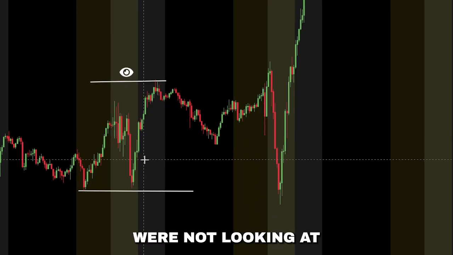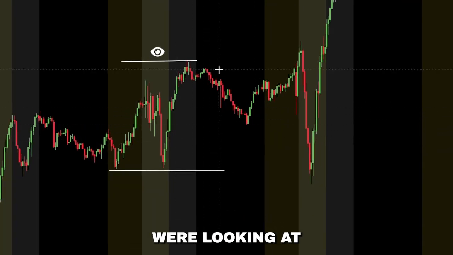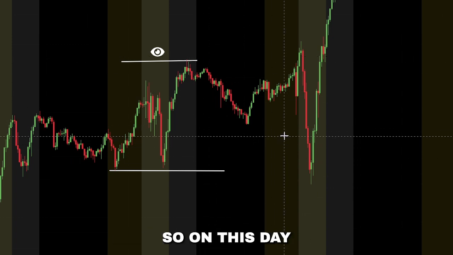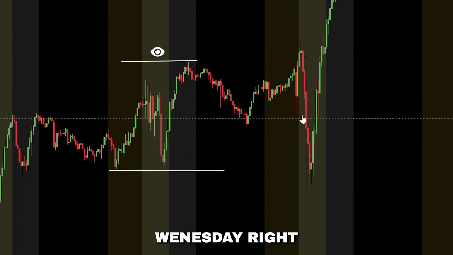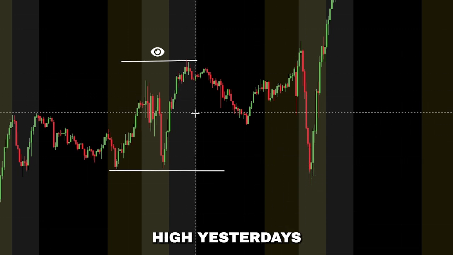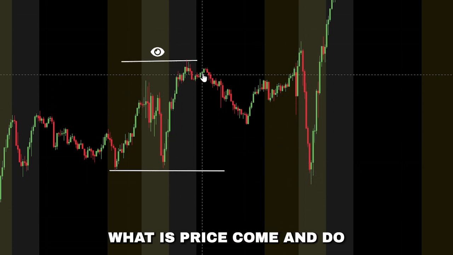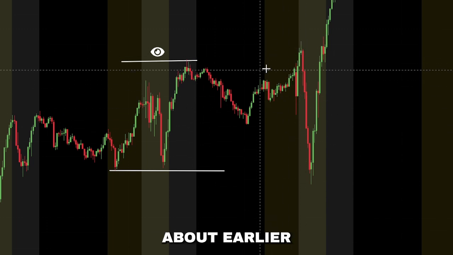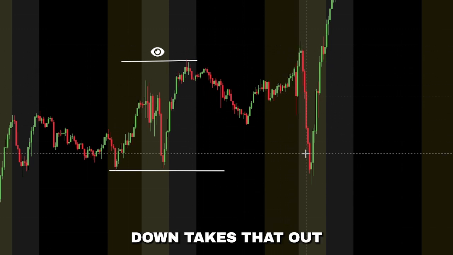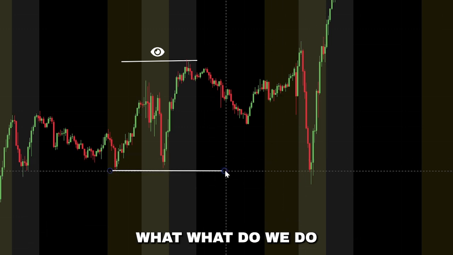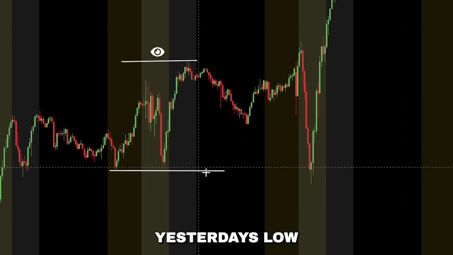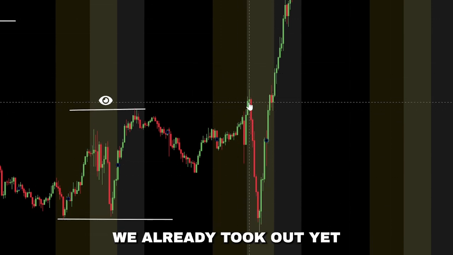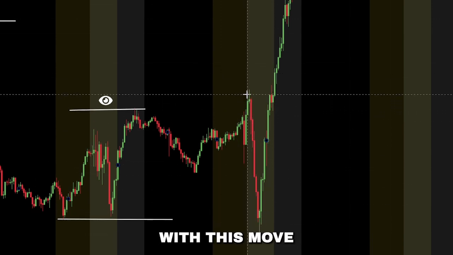So now we're not looking at Asia high, Asia low, London high, London low. We're looking at yesterday's high and also yesterday's low. So on this day, I'm on the 11th, Wednesday, right? We had yesterday's high and yesterday's low marked off. What does price come and do? Price comes down after taking out all this liquidity we were talking about earlier. Price comes down, takes that out, and then takes out what? What do we take out? We take out yesterday's low, which is right here, and then we go back up. We already took out yesterday's high with this move right here.